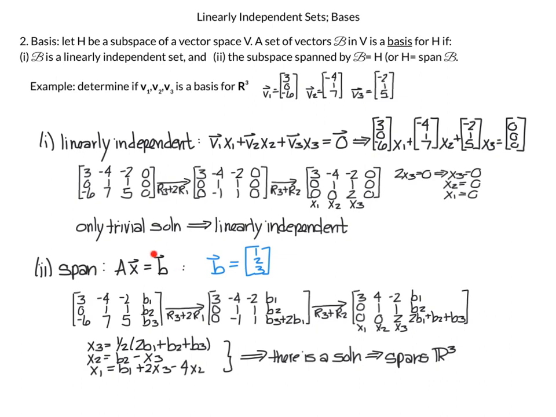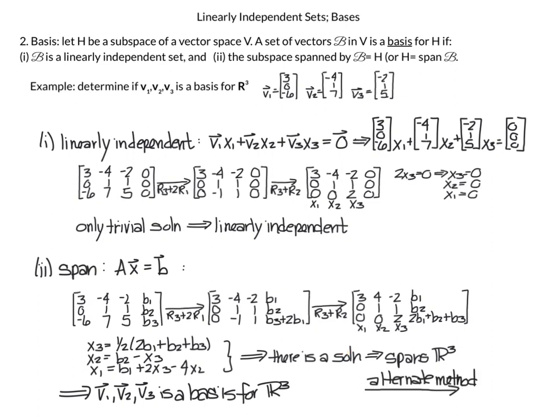So in other words, because b was arbitrarily chosen, or representative of any vector in R3, there is always a solution. So in other words, there's a solution x such that b can be made as a linear combination of our three vectors here, v1, v2, and v3. And therefore, the three vectors span R3. Since v1, v2, v3 are linearly independent and they span, they are a basis for R3.